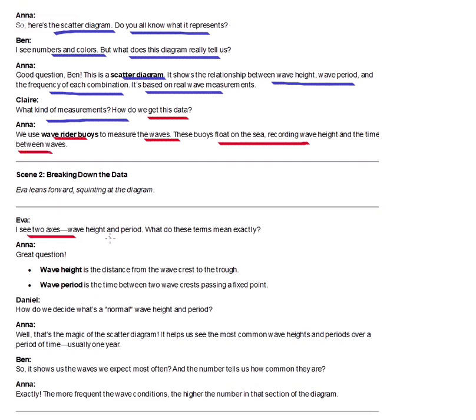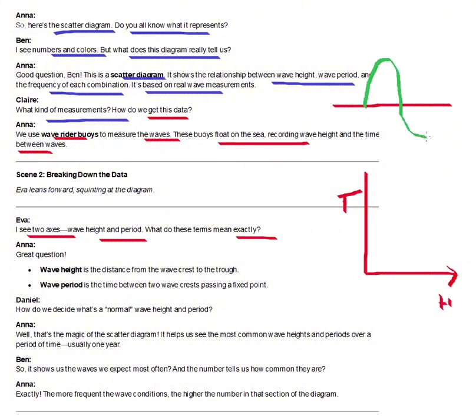I see two axes, wave height and wave period. What does this mean exactly? Wave height is the distance from the wave crest to the wave trough. This is the trough. This is the crest. This distance is called wave height.